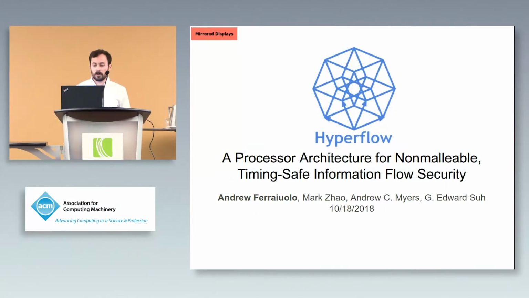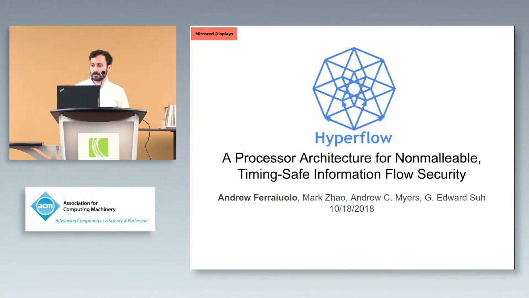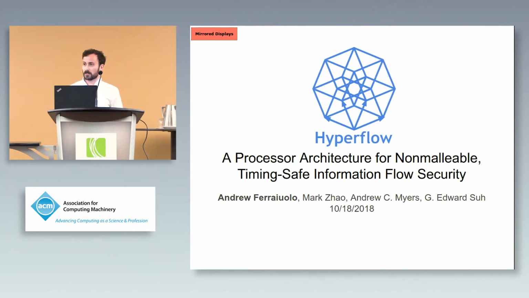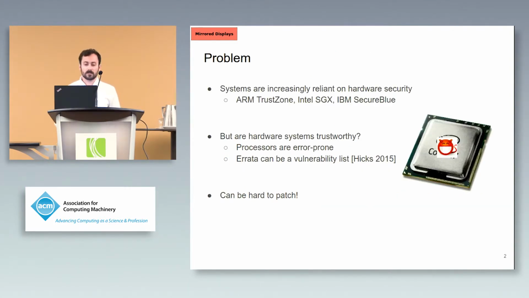So today I'm going to be talking about Hyperflow, a processor architecture for non-malleable timing-safe information flow security. Modern computing systems have become increasingly reliant on the hardware to provide a root of trust. For example, ARM TrustZone, Intel SGX, and IBM Secure Blue have all been released to reduce the software component of the trusted computing base.